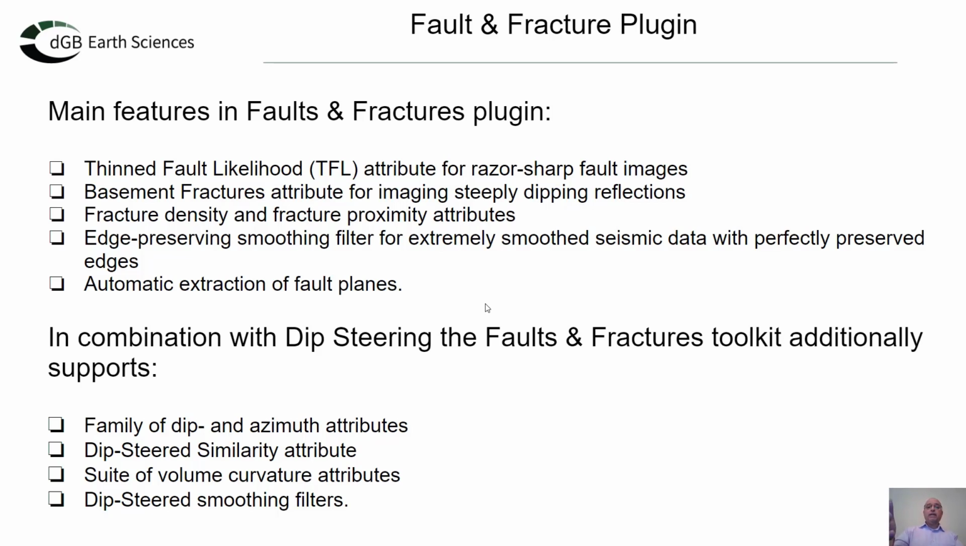If you combine this plugin with the dip steering, then you can create a dip steering filter. It's an enhanced version of your raw data. You can also, by computing the dip and azimuth, directly compute other attributes such as curvature or similarity, etc.